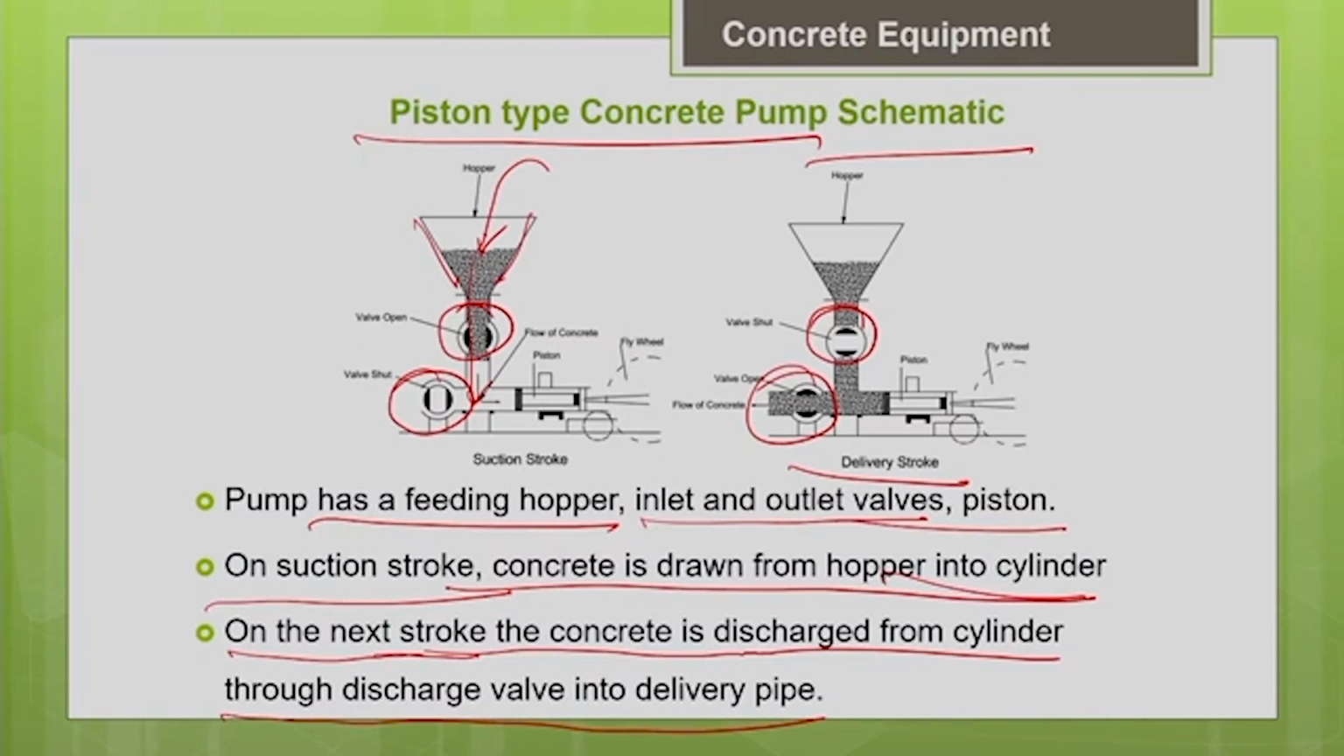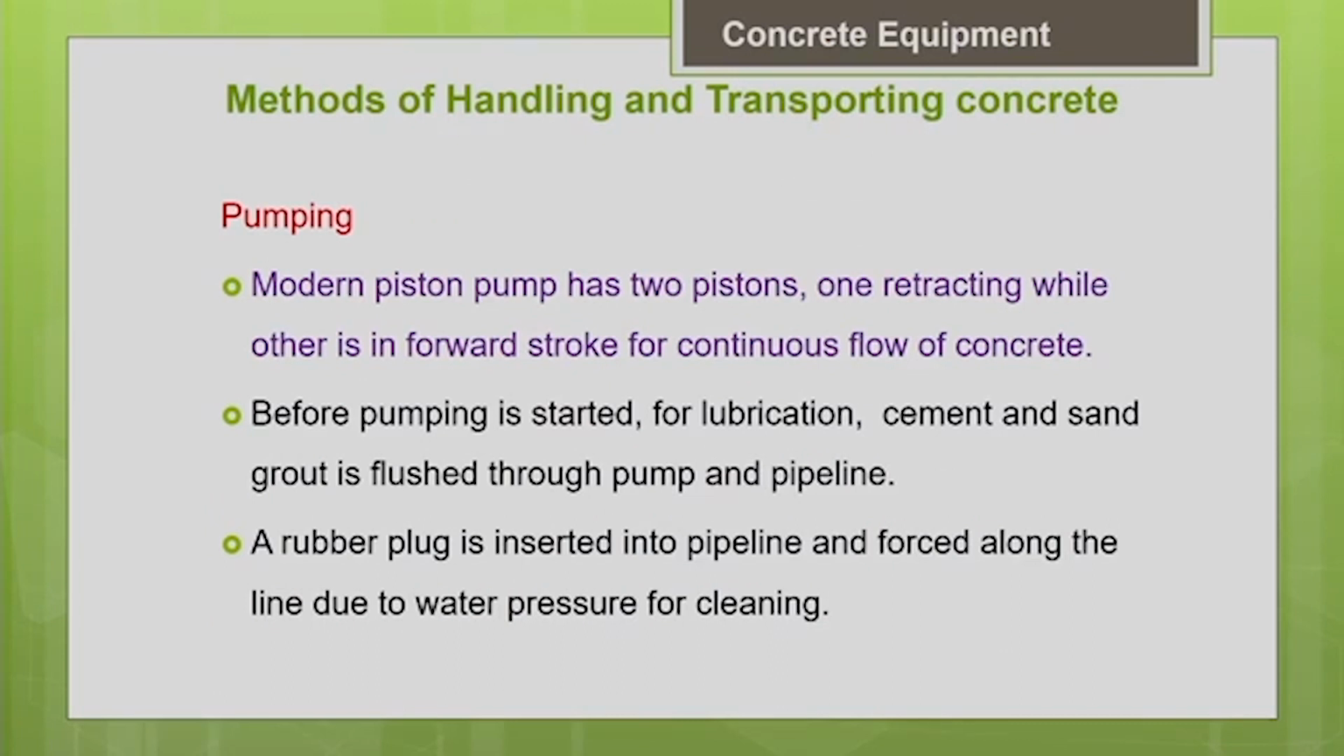So when you have two pistons, you can have a continuous flow. Modern piston pumps have two pistons. When one is retracting, the other one will have the forward stroke. So this will facilitate continuous flow of concrete in your delivery pipe.